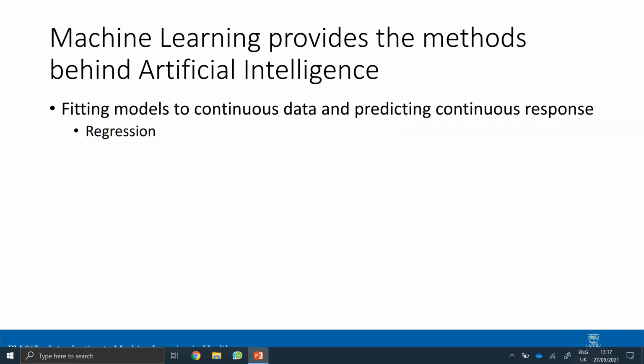So there are going to be three overlying themes in this course, three types of machine learning that we are interested in, the main types of machine learning. And so the first one is fitting models to continuous data to predict a continuous response.